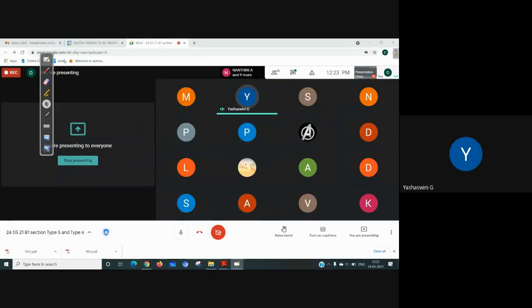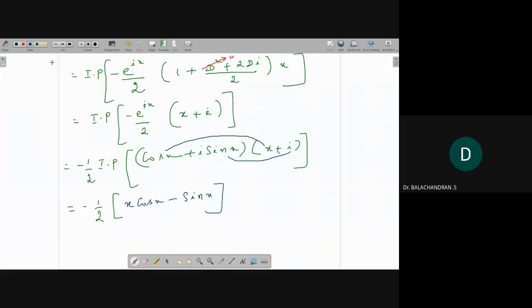Manikandan, this is your part, no? Yashashwini, did you get the same answer or a different answer? Sir, we need to find the imaginary part. This is the real part, x sin x plus x cos x. Oh, you are okay. Okay, imaginary part, I am writing the real part. Okay, sorry.